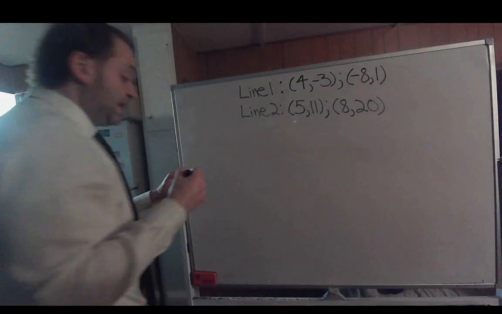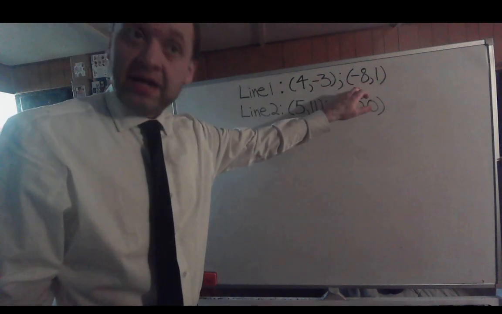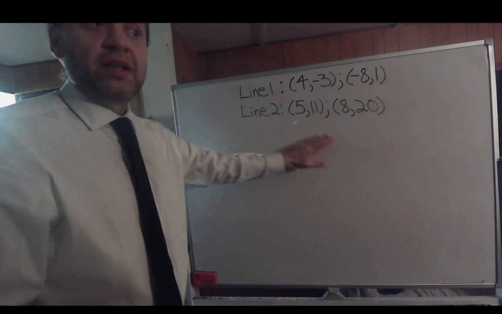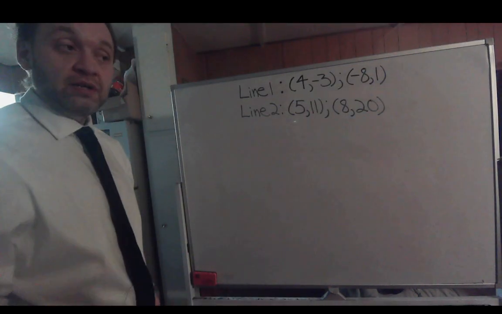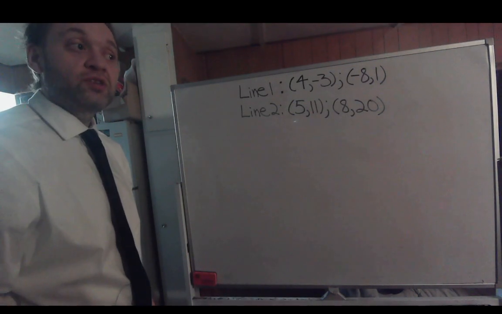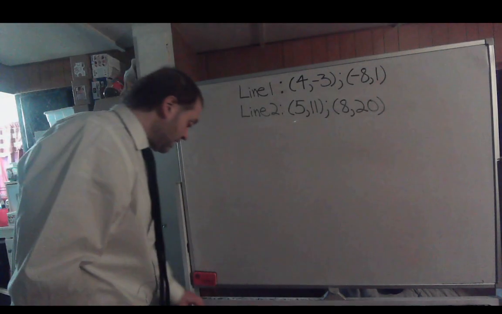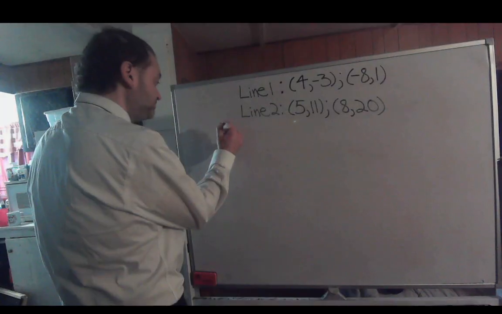Alright, so line 1 passes through the points 4, -3, and then -8, 1. Line 2 passes through the points 5, 11, and 8, 20. We need to determine, are these two lines parallel to each other, perpendicular to each other, or neither? And if they're neither, they just generally intersect. So let's find the slope of line 1 to start with.